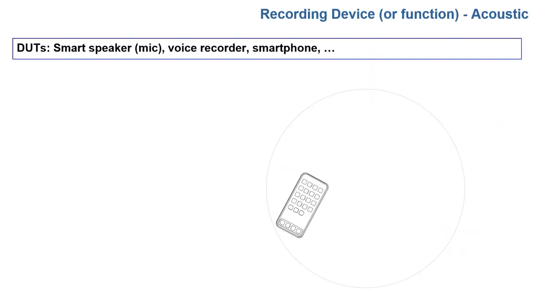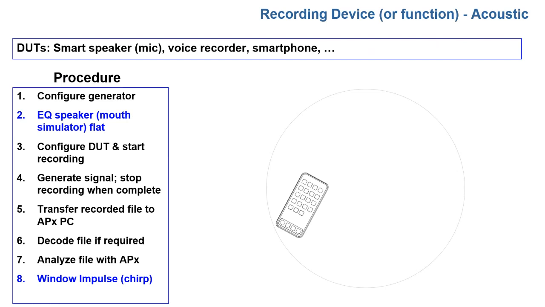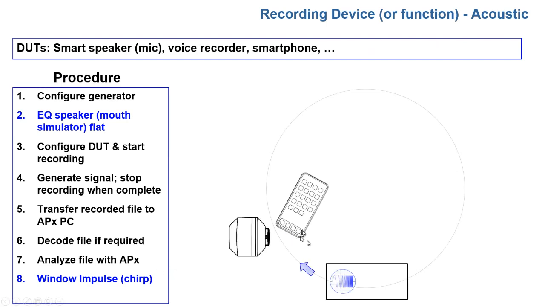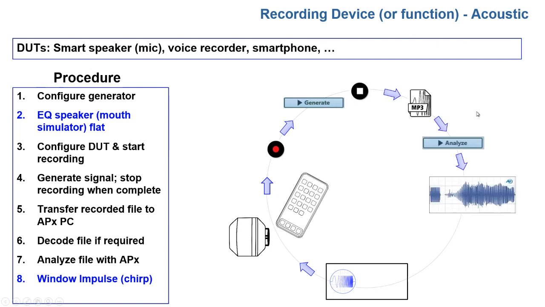For an acoustic device, there's a couple of extra steps involved. So here we might be stimulating the microphone of a smartphone, for example, with a mouth simulator, a small powered speaker. So we configure the generator. Another step is we EQ the mouth simulator. We'll talk about that in the next slide. We configure the DUT and start the recording. We generate the signal, stop when it's complete, transfer the recorded file to the PC and analyze it.